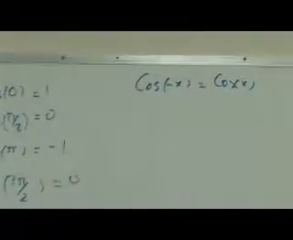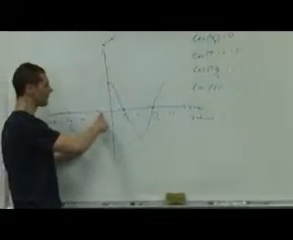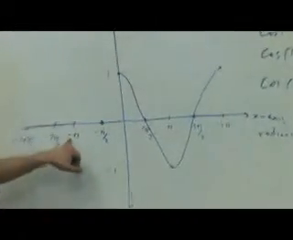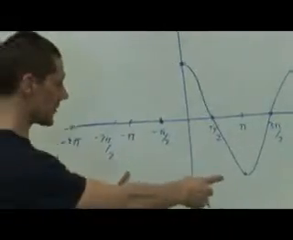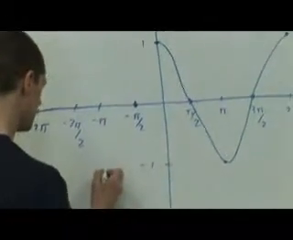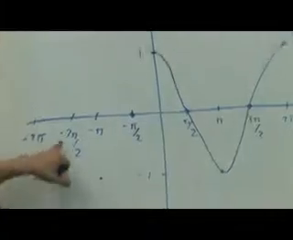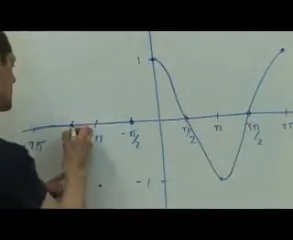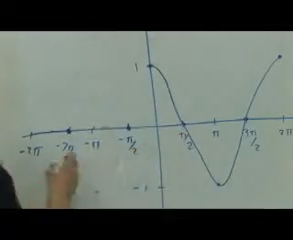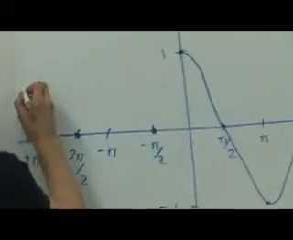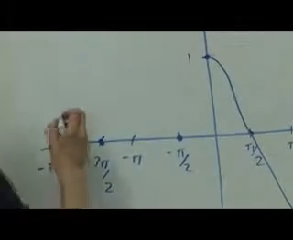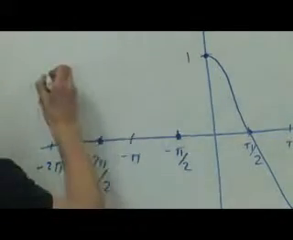What's the picture of that mean? Well, that means that the cosine of minus pi over 2 is going to be the same as cosine of pi over 2, which is 0. The cosine of minus pi is going to be the same as cosine of pi, which is negative 1. The cosine of minus 3 over 2 pi is going to be the same as cosine 3 over 2 pi, which is 0. And the cosine of negative 2 pi is going to be the same as cosine 2 pi, which is going to be 1.